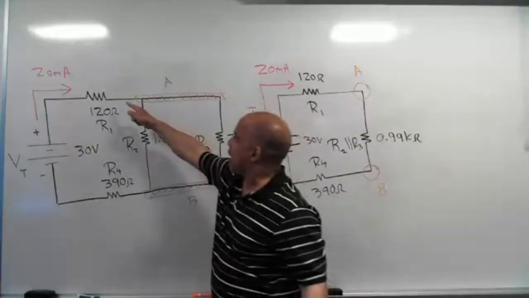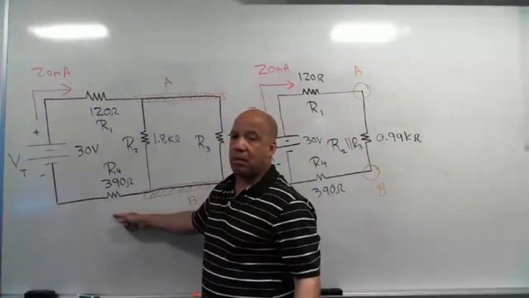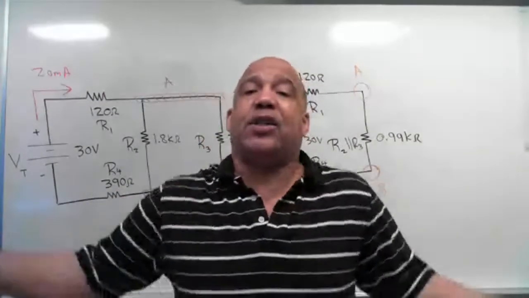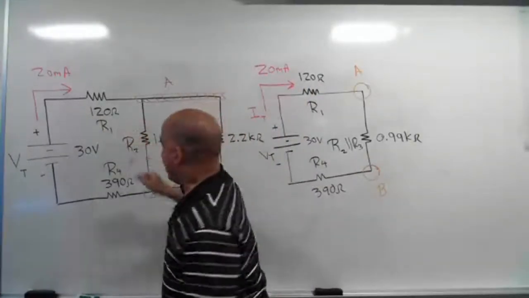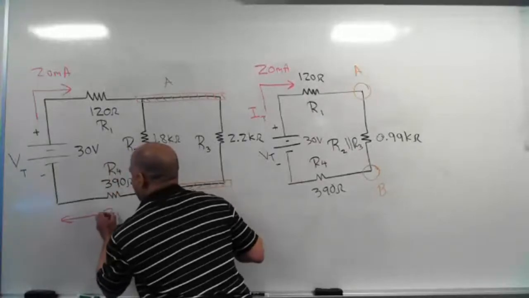And if I know this current right here, do I know this one? Yeah. I do. Mainline current. I know mainline currents are equal. The only thing is the directions are different. So if I know that this is 20 milliamps in R1, I also know that the current down here has to be 20 milliamps going the other direction.